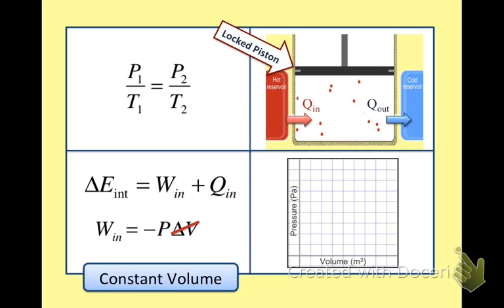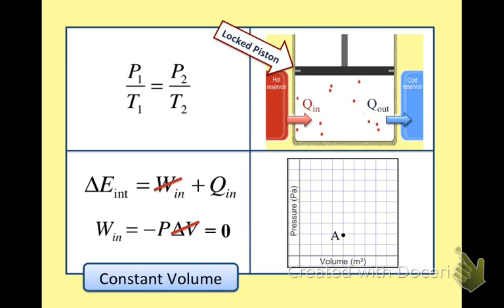But now, because we have no change in volume, this is the specific case of constant volume, delta V is 0. Therefore, work in is 0. Therefore, there's no way that you could change the internal energy of the system by doing work, because you can't do work, because you have a constant volume situation.